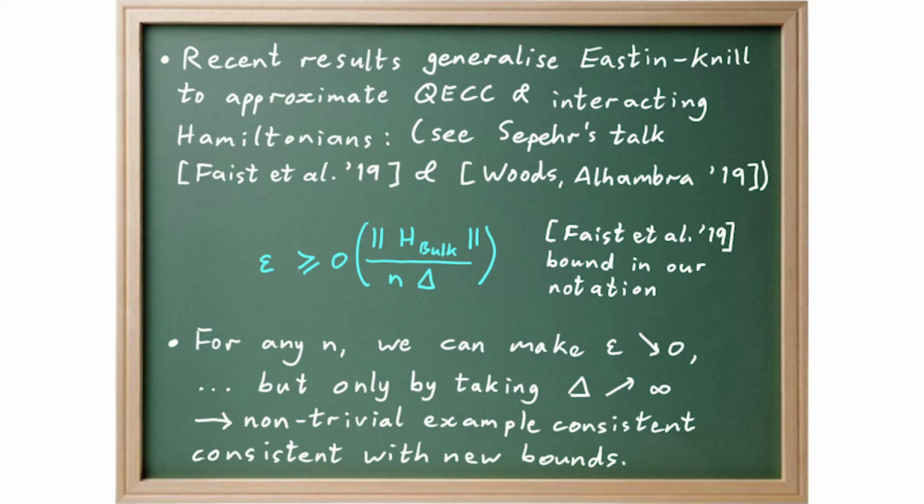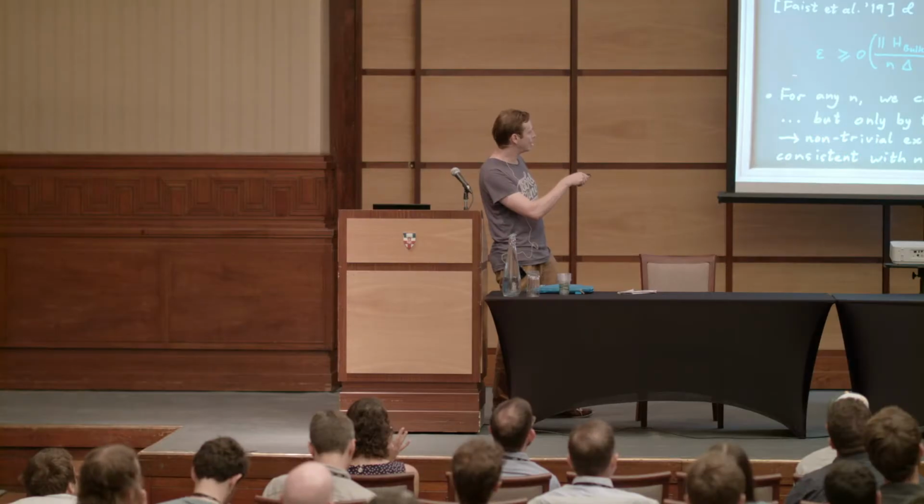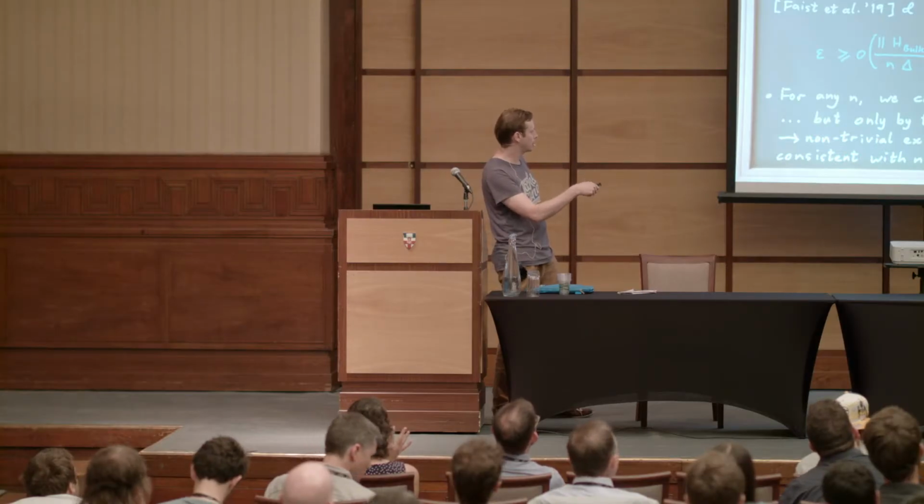And in our code, for any number of bulk qubits, we can make the errors arbitrarily small. But as I said a few slides back, to do this, we have to take delta arbitrarily large. So our construction escapes this no-go theorem as well, by being completely consistent with it, which is good, because otherwise one of the two papers would be wrong. It just squeezes into the freedom allowed in these stronger generalizations of Eastin-Knill.